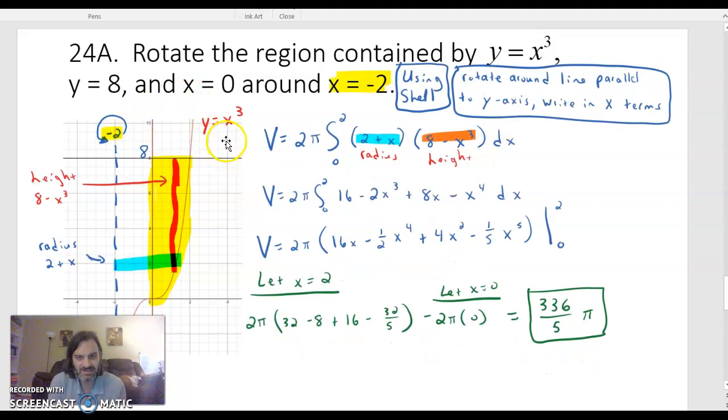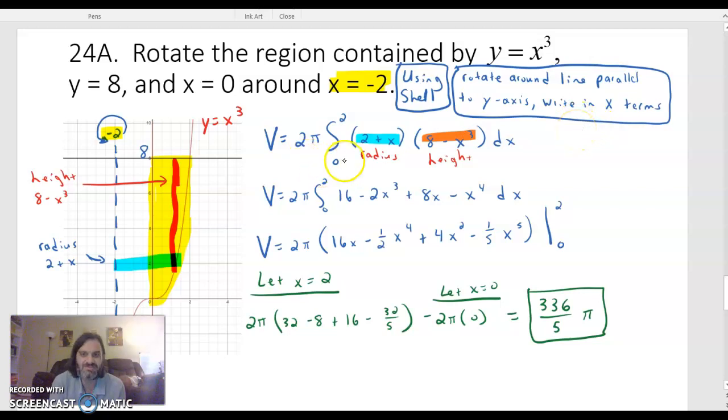Okay, so I'm going to do the same problem using the shell method. So we got the same region. We're going to go around x equals -2. Keep in mind, x equals -2 is parallel to the y-axis. So if we use shell around the y-axis, we write things in terms of x.